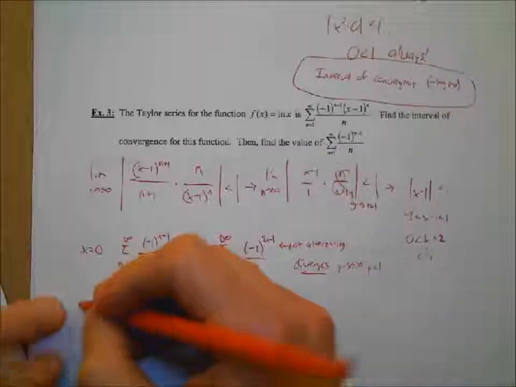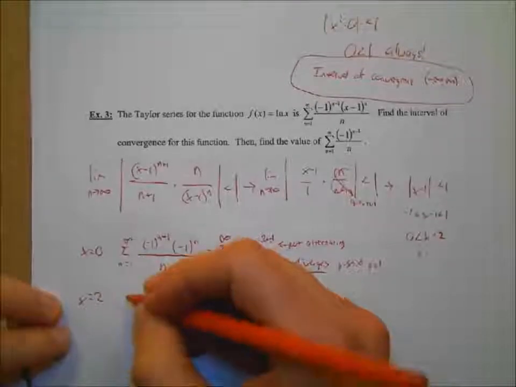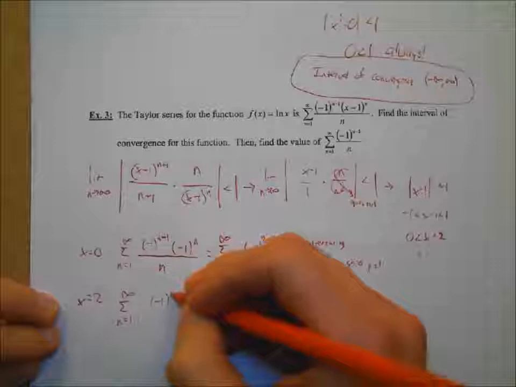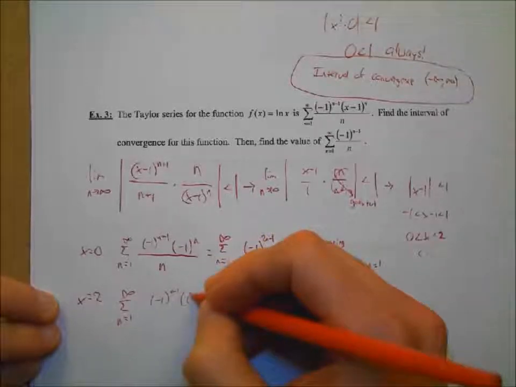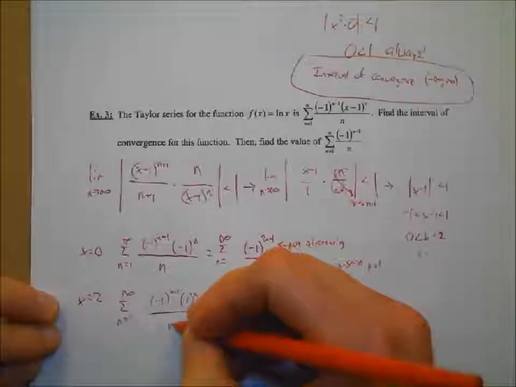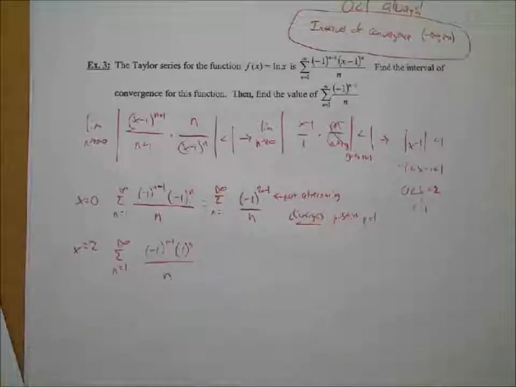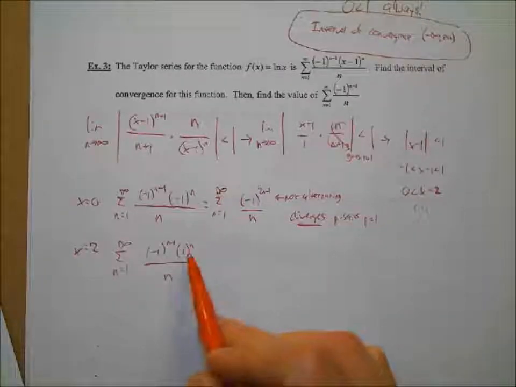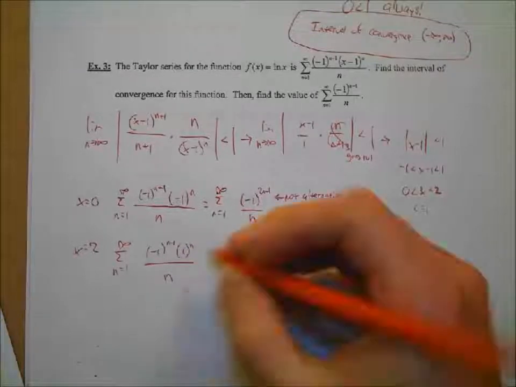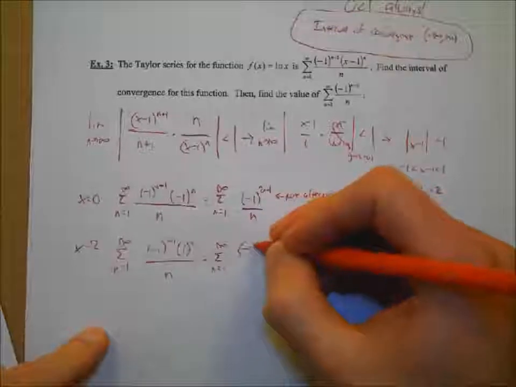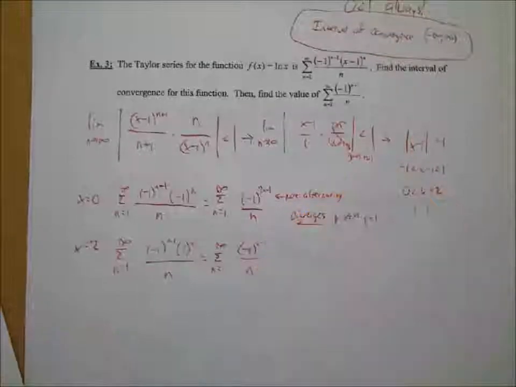All right, x equals 2. Sum from n equals 1 to infinity of negative 1 to the n minus 1, times 1 to the n over n. Okay, so now we plug in 2. 2 minus 1 gives us 1 to the n there. What do we know about 1 to the n? It's always 1. And so we end up with just negative 1 to the n minus 1 over n.